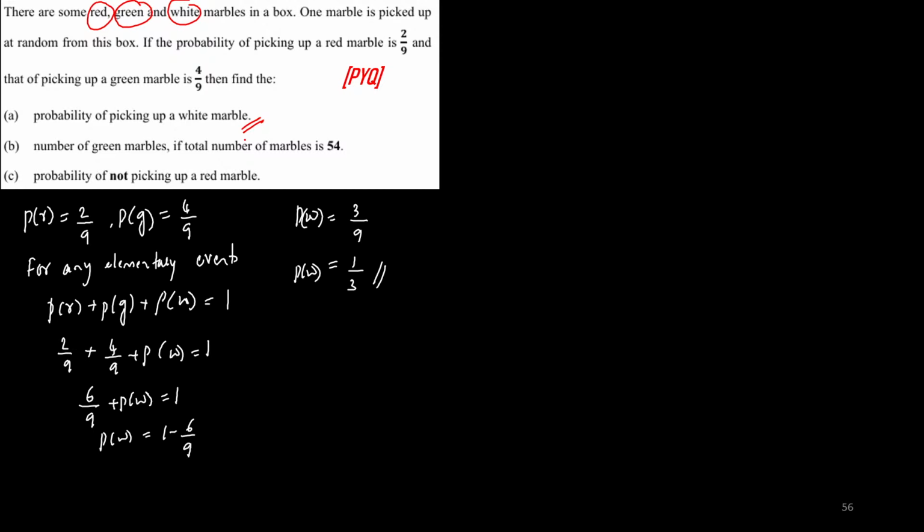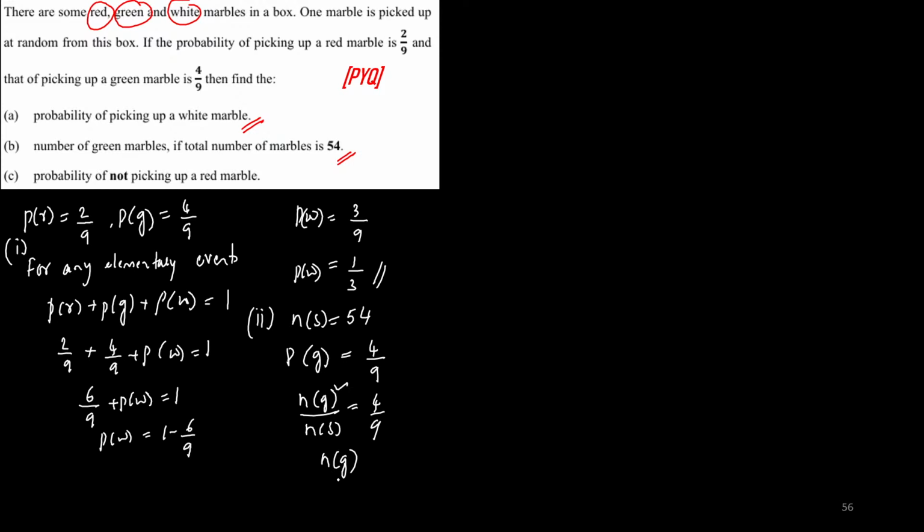Now for the second sub question: the number of green marbles, if the total number of marbles is 54. N of S is equal to 54. You know that P of G is given to you as 4 by 9. P of G is the number of green marbles divided by N of S, which is equal to 4 by 9. Clear? You are supposed to find the number of green marbles.